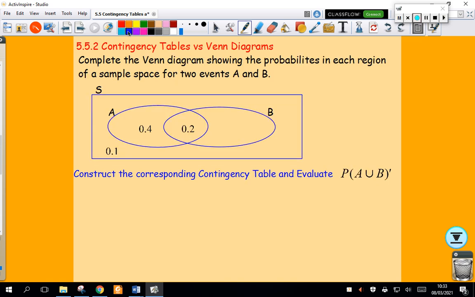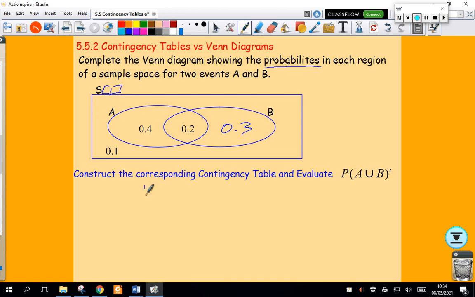Let me look at another example here, completing the Venn diagram showing the probabilities in each region of a sample space. So now we're showing probabilities instead of the numbers of outcomes, and we know that the sum of all probabilities in any experiment is equal to 1. So all these numbers have to add up to 1. 0.1 plus 0.4 plus 0.2, well, that gives me 0.7, so that has to be 0.3.